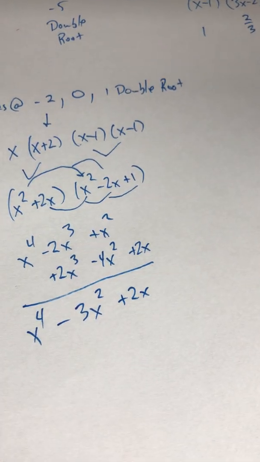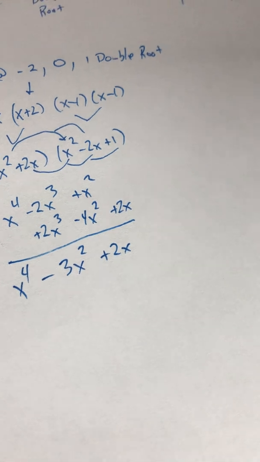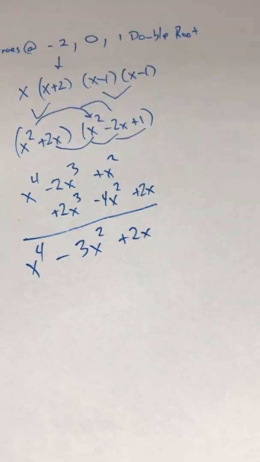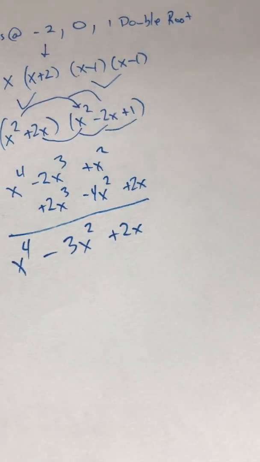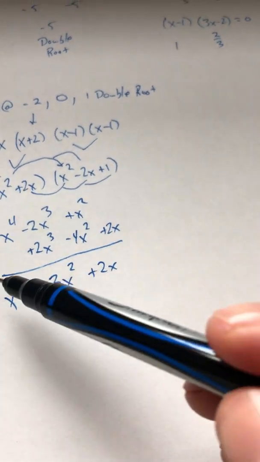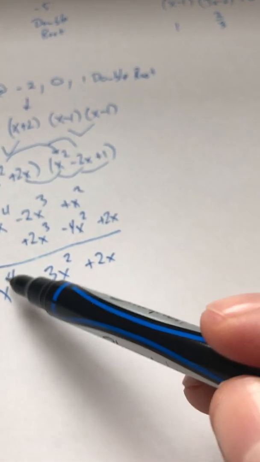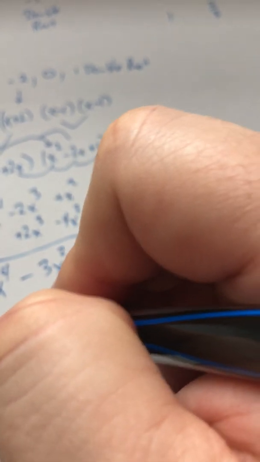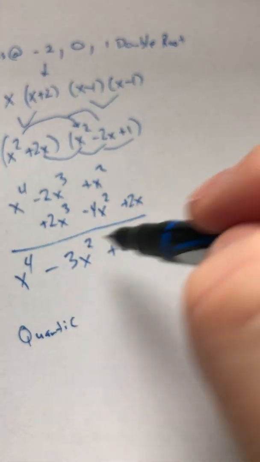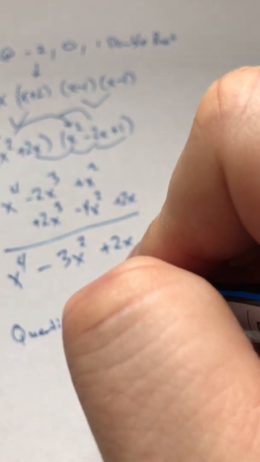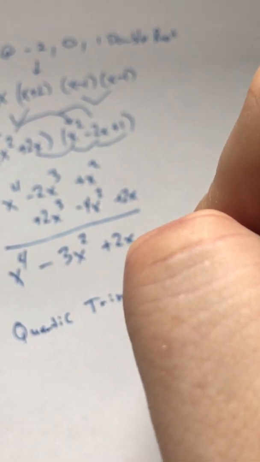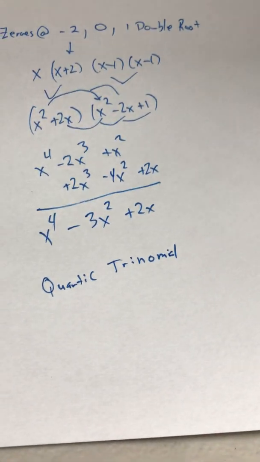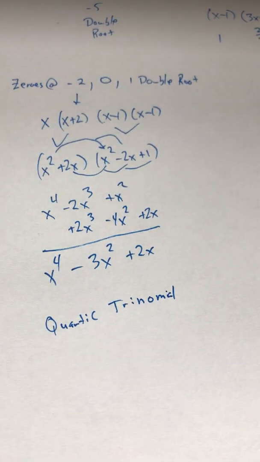And there's my equation. So from a classification standpoint, our power is 4, so it's quartic. If you remember fourth power, that vocab word is quartic. And then there's 3 terms, so we had a special name for that. It's trinomial. So we ended up with a quartic trinomial for that piece.